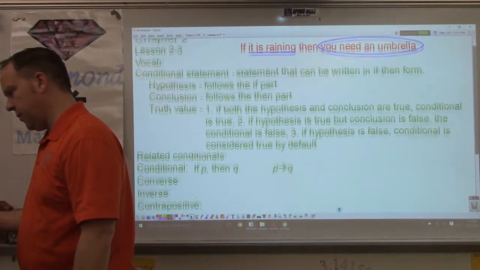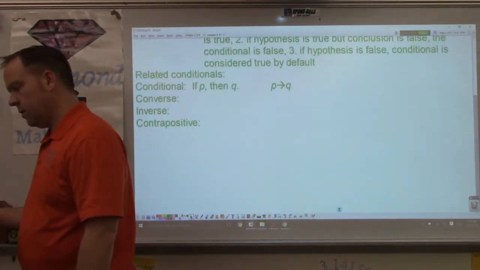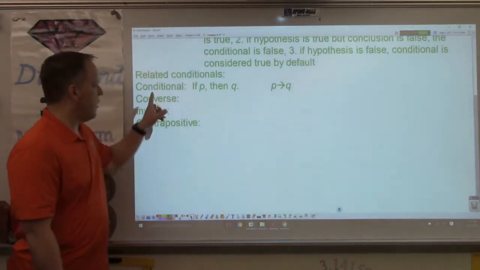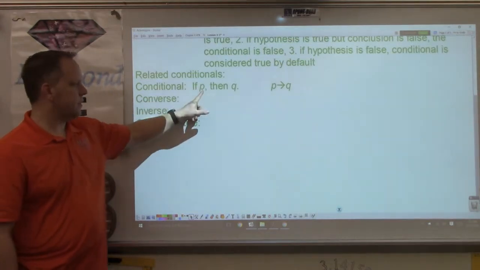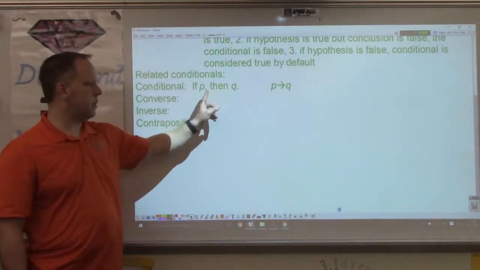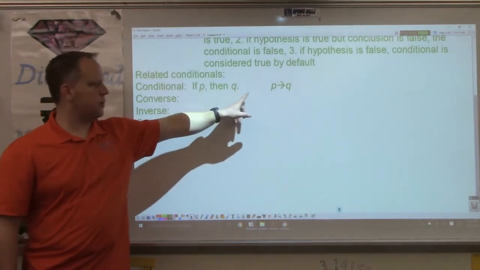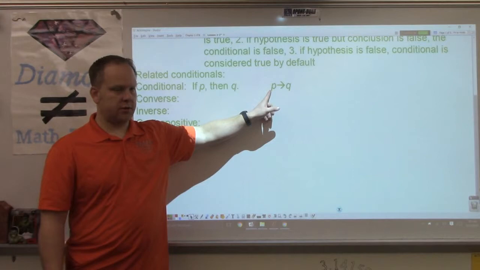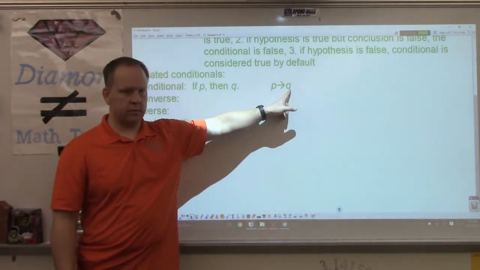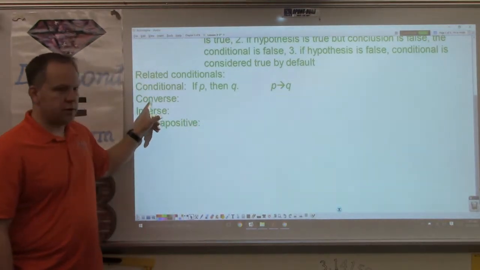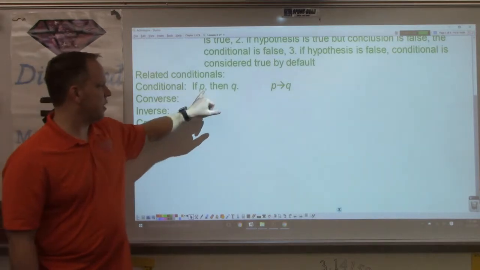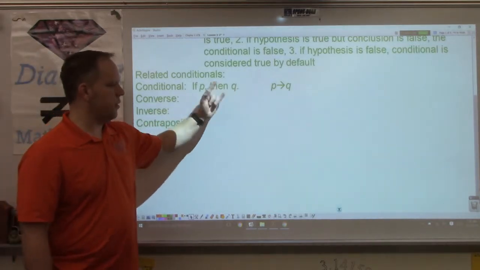Now, the conditional statement has some relatives. Here's my first conditional. If statement P, then statement Q. P being my hypothesis, Q being my conclusion. Sometimes you'll see this notation here. This also stands for if P, then Q. The converse is real simple. All the converse does is it takes your hypothesis and your conclusion and interchanges them.